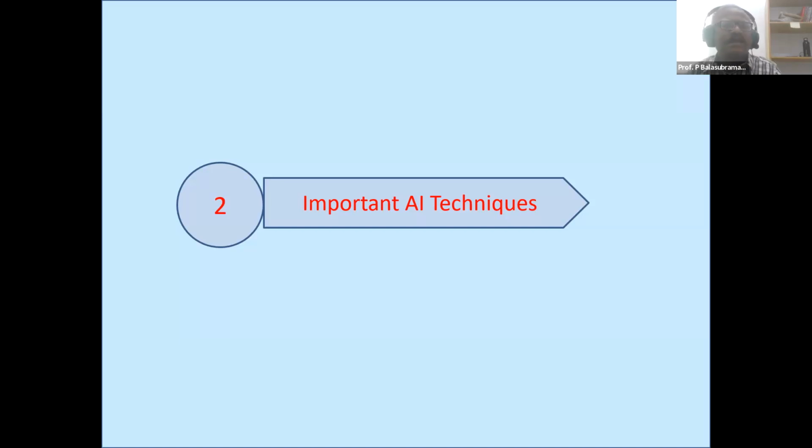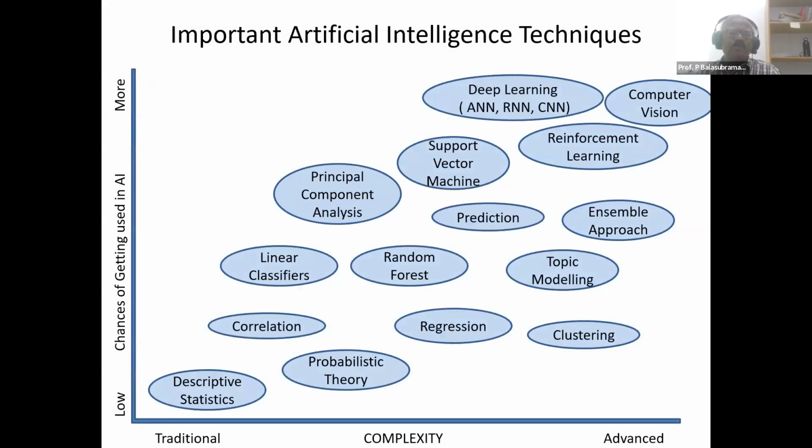Now, important AI techniques. Here, I'm not going to cover much, but I want to tell you what the important artificial intelligence techniques are that we use in almost every domain. See, on the x-axis, I can measure the complexity: first the traditionally simple things, and then the advanced or more complex ones. On the y-axis, what I'm getting is the chances of getting used in AI. What is the chance of successfully getting used, and then getting business benefit?